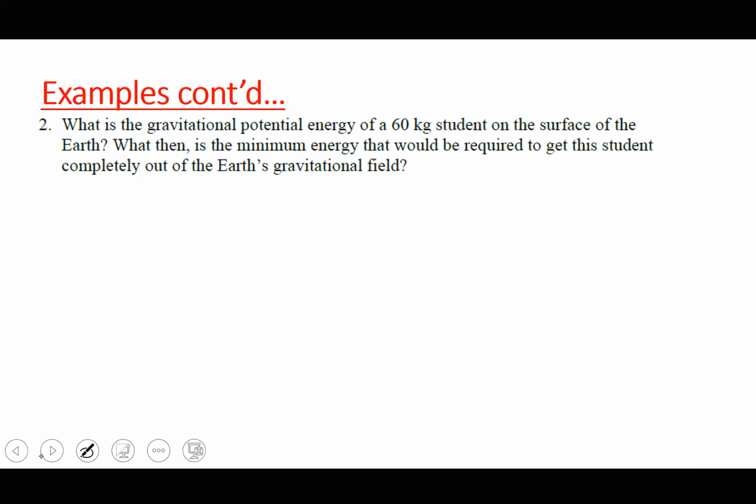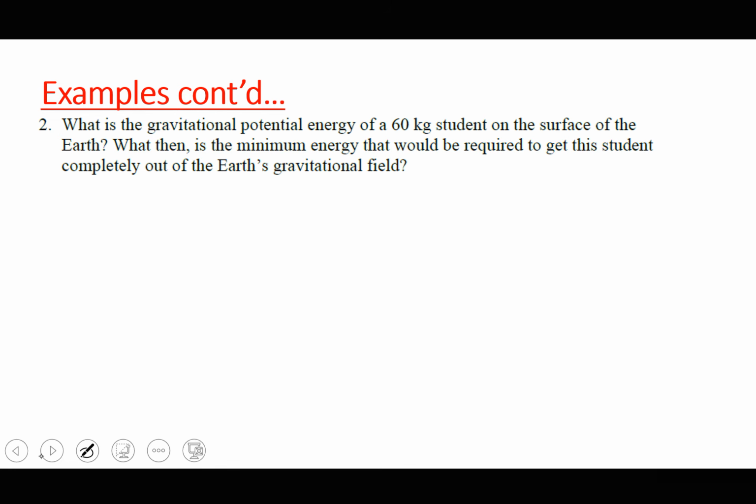What is the gravitational potential energy of a 60 kilogram student on the surface of the Earth? Now, very first, you will think it is zero, because you have already thought that when you are standing on the Earth's surface, potential energy is zero.